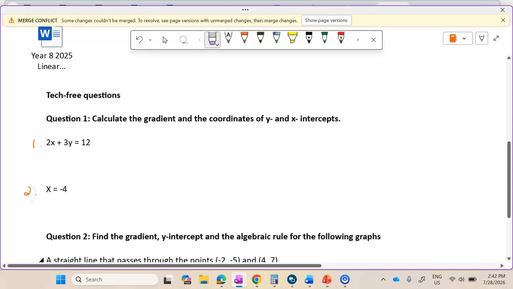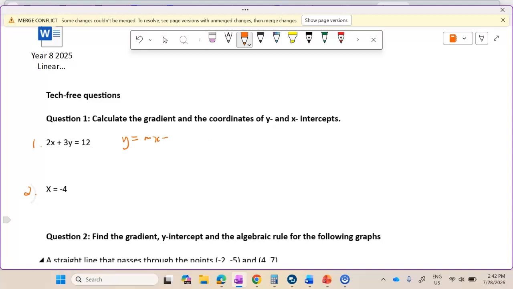So for the first question, we've got x plus 3y equals 12. The first thing we want to do is we want to rearrange the equation into y equals mx plus c. This is our goal, okay? So that means we will put y here and move everything to the other side. So here we go. We will copy 3y. We will move x to the other side, okay? And then we want to get rid of 3.